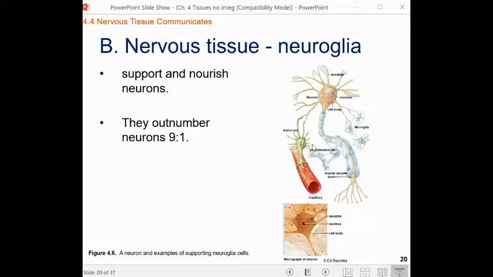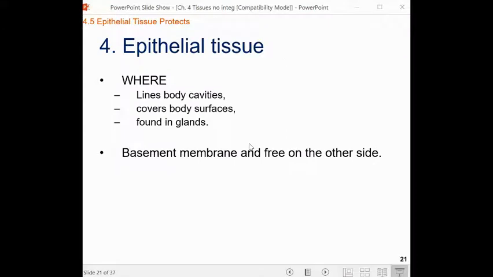The other type of cell is the neuroglia. And they come in some different forms, but these are what are supporting and nourishing the cells. You can see here's a little astrocyte right here, and oligodendrocyte, which is a mouthful, the microglia, and you don't have to know these individual names. Just know that they outnumber the neurons 9 to 1, and their function is to support and nourish those long pieces of the neurons.